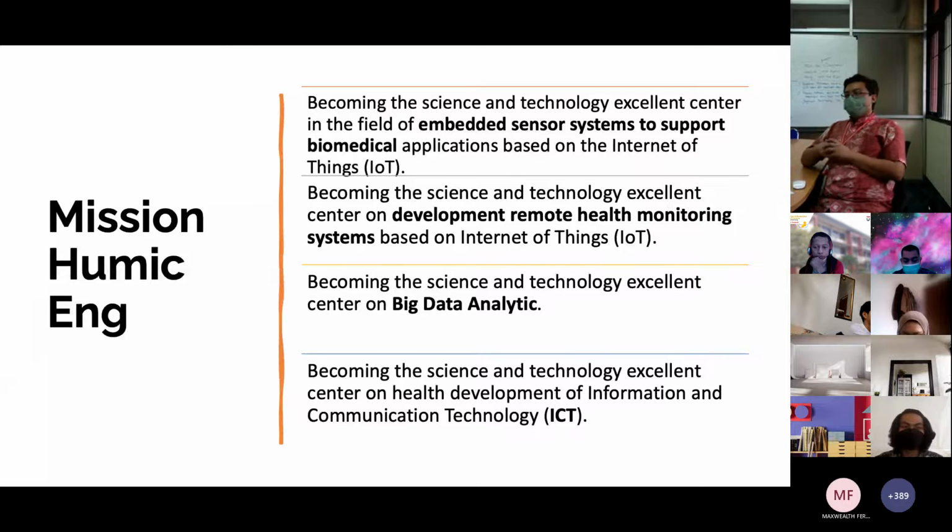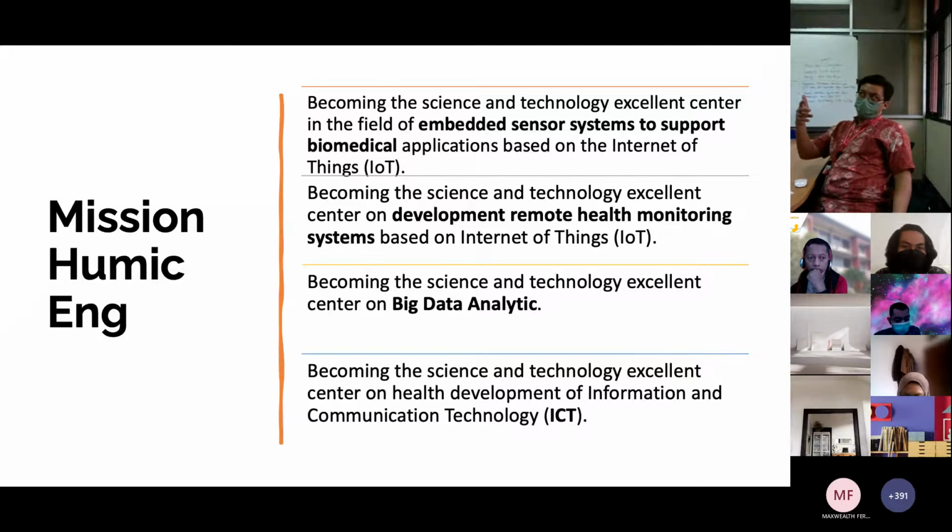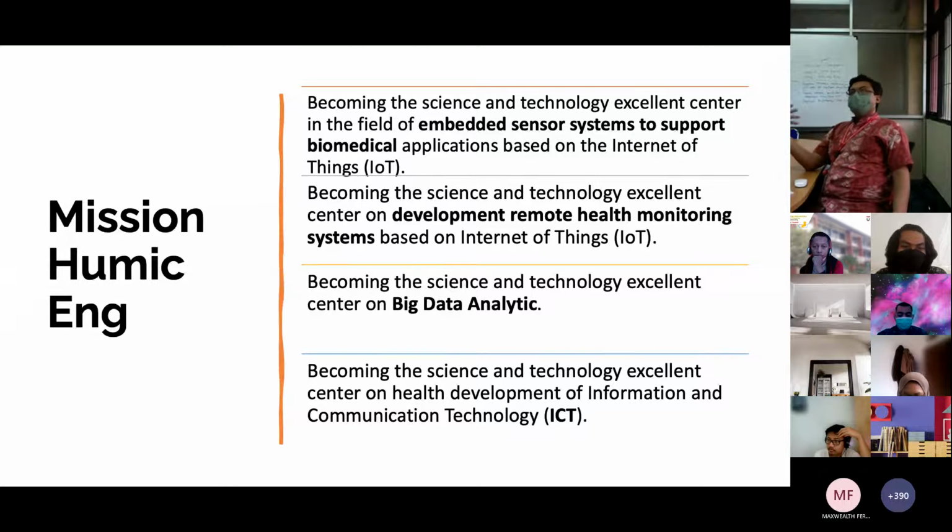So we have the remote, how to get the data from the patients, and we have the big data analytics here. We have pre-processing and how to handle big data. So that's our future, maybe for the next four years from right now. So now we want to develop the big data analytics.